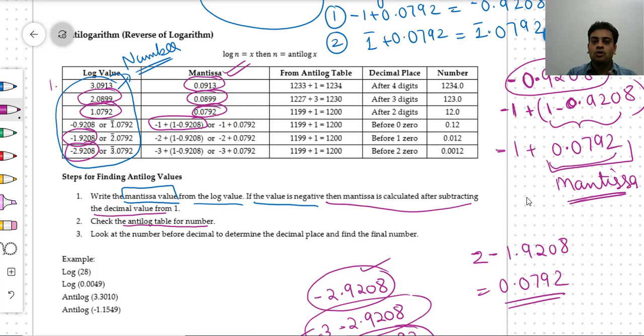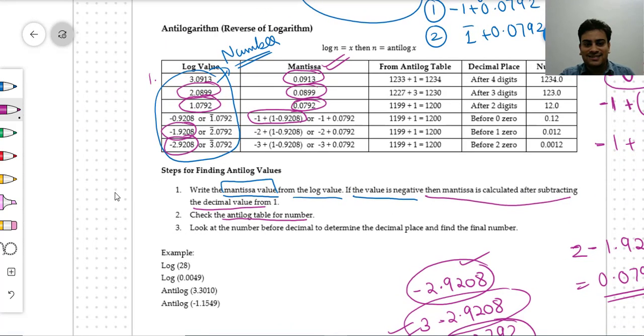Since log and anti-log are reciprocal of each other, we can see the same behavior in the tables also. In the log table we use the number and find the Mantissa, but in the anti-log table we use the Mantissa and find the number. Clear?